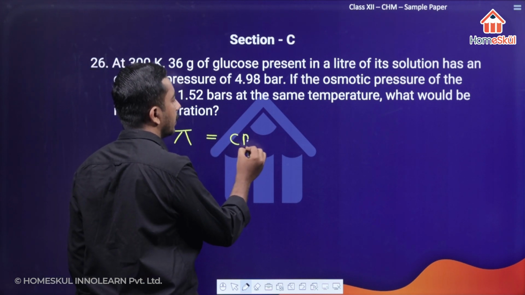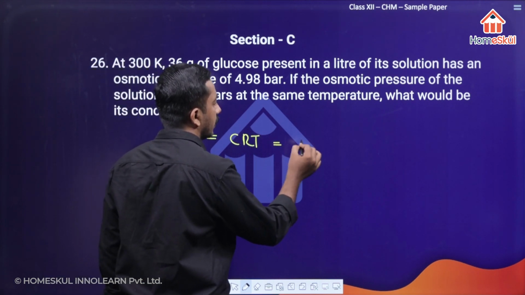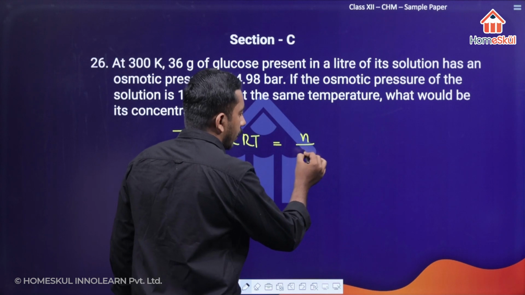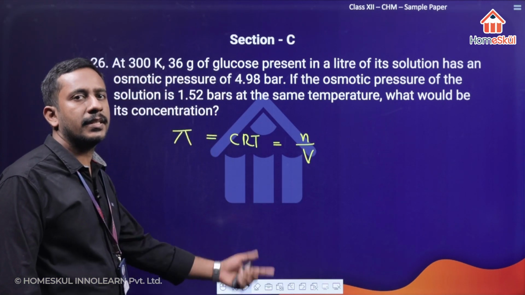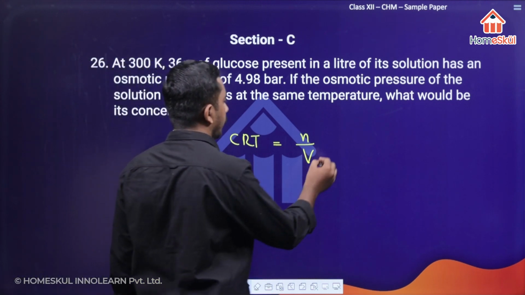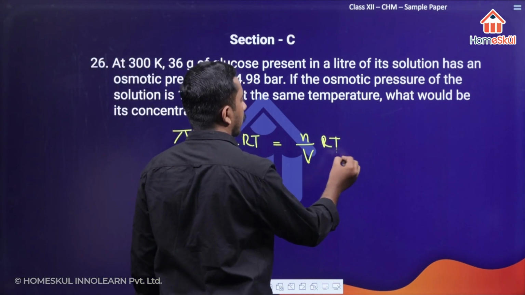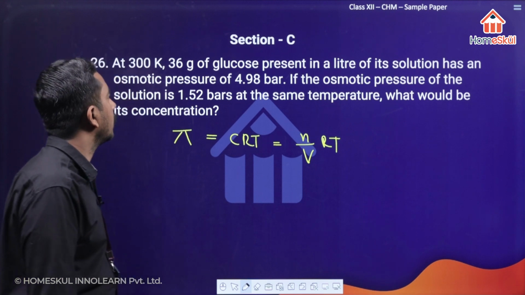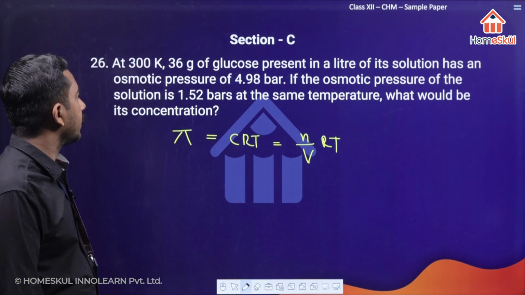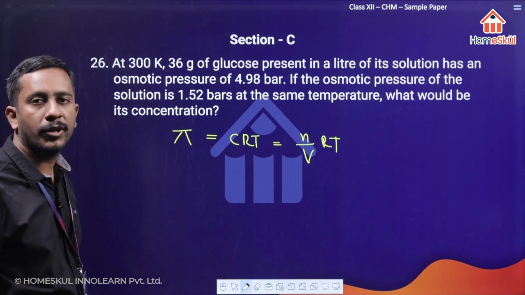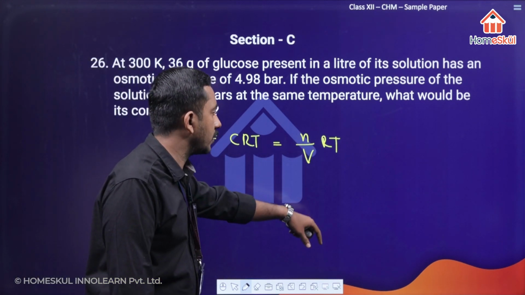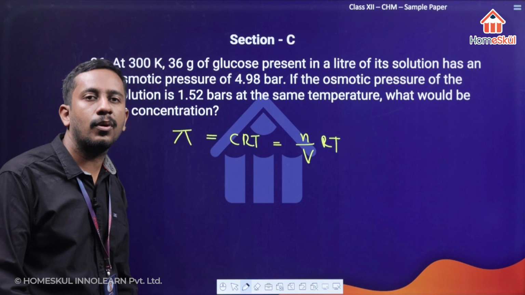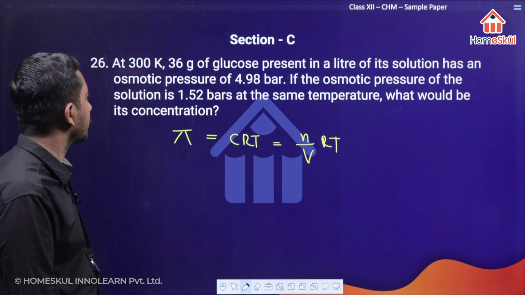That is given as pi is equal to CRT, where concentration is the number of moles of solute present per liter of the solution, which in this case is the same as the molarity, multiplied by R into T, that is, n by V into RT. So it is given that at 300 Kelvin, the temperature is going to be constant here, that is not going to change. R is a constant and the volume of the solution is also taken as a constant.